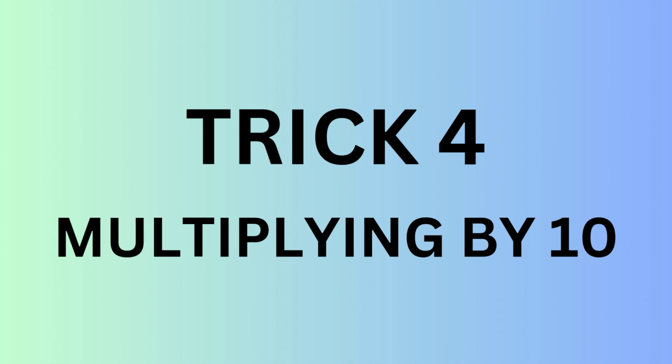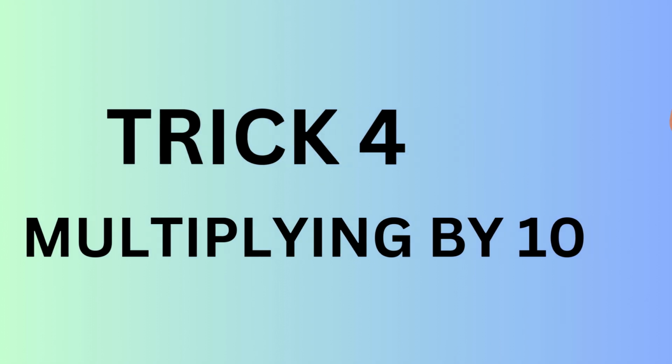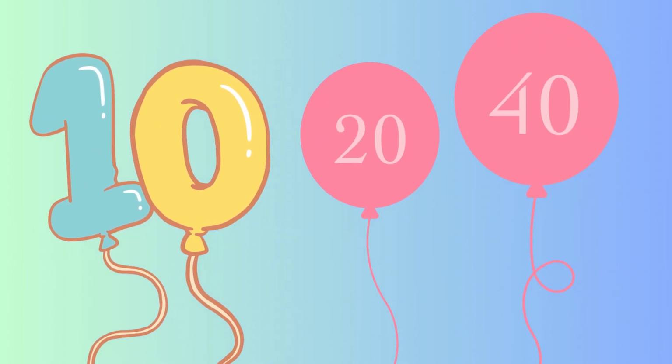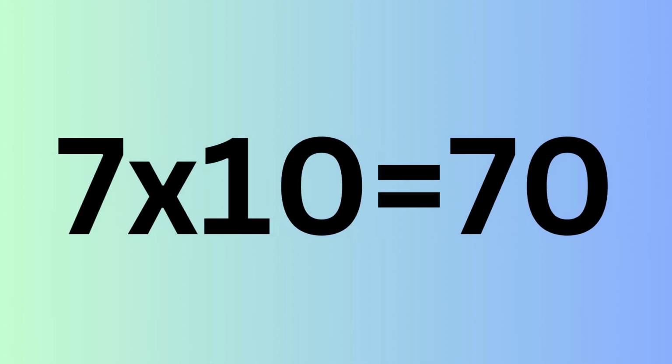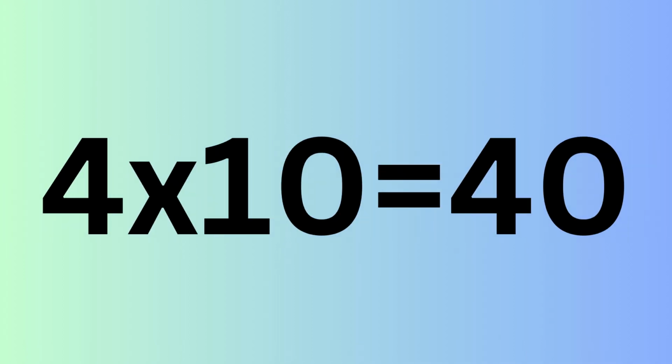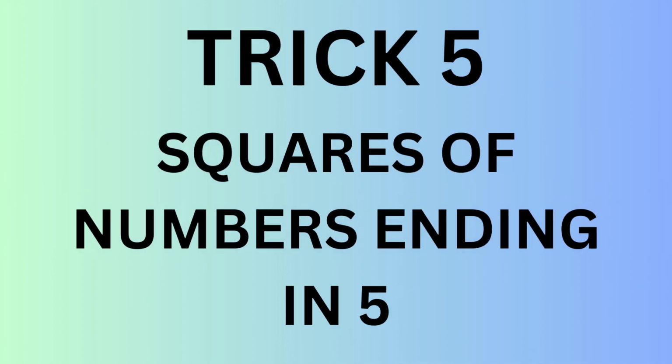Trick 4. Multiplying by 10. Multiplying by 10 is the easiest. Just add a 0 to the number. For example, 7 times 10 is equal to 70. And 4 times 10 is equal to 40. Easy peasy, lemon squeezy.